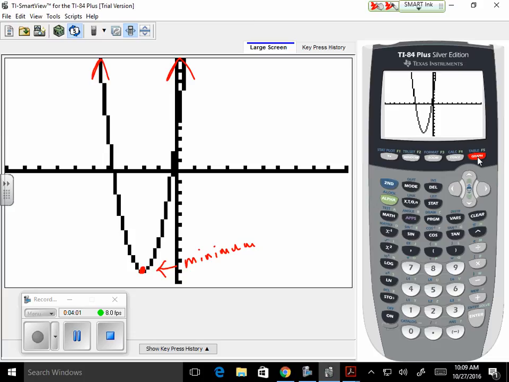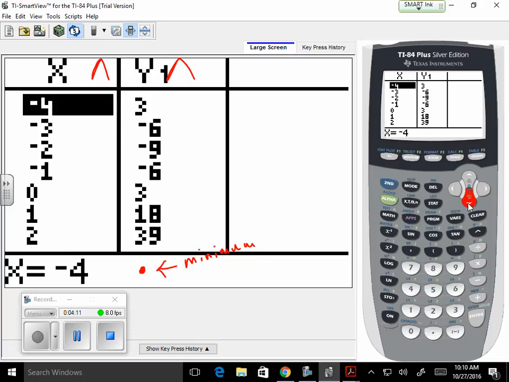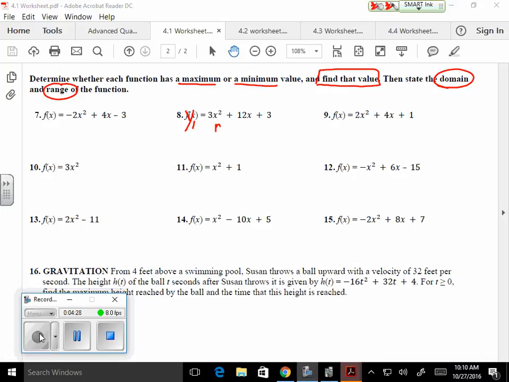That minimum value at the vertex would be at -2, -9. So the minimum value would be -2, -9. So for number 8, it has a minimum at -2, -9, and the domain for most of these parabolas is going to be all real numbers. The range is going to be the set of all y values greater than or equal to -9.